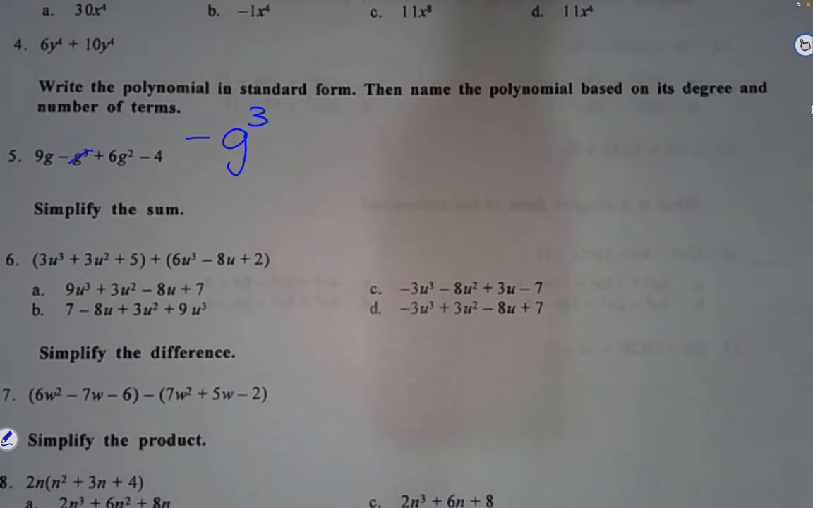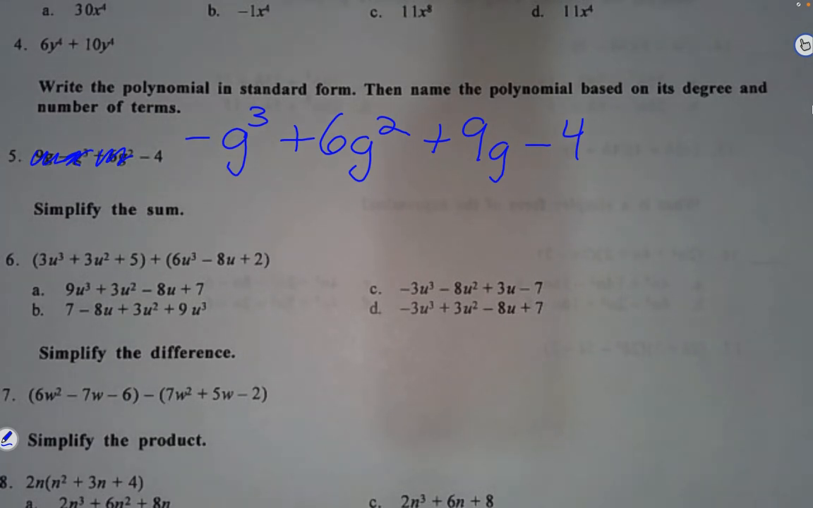And look, since I wrote it, I'm just going to cross it out. Then what comes next? The 6G squared. So it's going to be a plus, because it's positive, 6G squared. And I'm going to mark that one out. Then what? 9G, because it still has a variable, and it's positive, so what kind of sign do I use for that? A plus 9G. And then what's the last thing I would write? Minus 4. Okay, so there's our polynomial.